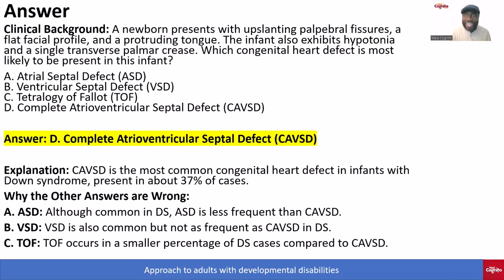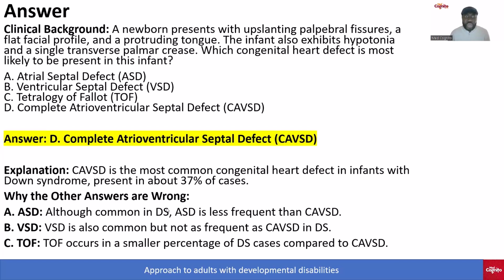D. What is the commonest congenital heart defect in patients with Down syndrome? It is complete atrioventricular septal defect, CAVSD. Doctors, please, this is very critical. What is the commonest congenital heart defect in children with Down syndrome? It is complete atrioventricular septal defect. Complete atrioventricular septal defect is the most common congenital heart defect in infants with Down syndrome. It's seen in 37% of the patients, okay?